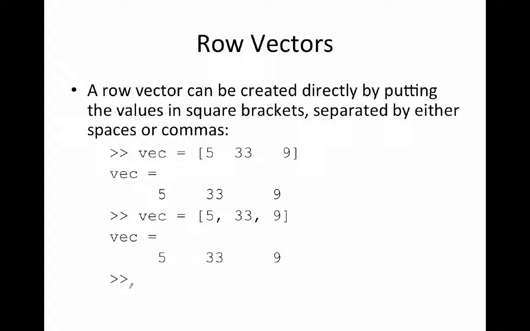Let's take a look at some ways that you can create, first of all, row vectors in MATLAB. A row vector can be created by directly putting inside of square brackets the values that you want to have, either separated by spaces or by commas. Doesn't make any difference. You see, both of these do exactly the same thing. They create a vector which has the 3 values, 5, 33, and 9. And since we didn't suppress the output, we see what is stored in the vector.